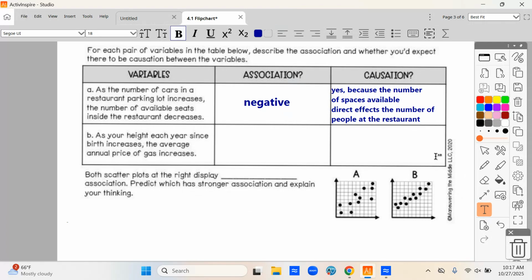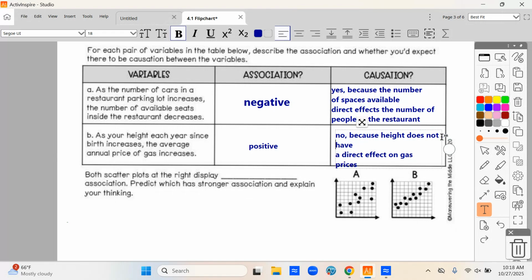All right? As your height each year since birth increases, the average annual price of gas increases. Because both are increasing, I would say this is a positive association. But when I think about causation, does my height have a direct effect on gas prices? No, because height does not have a direct effect on gas prices.